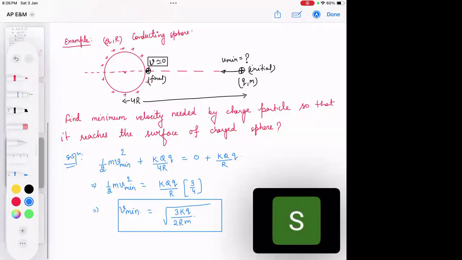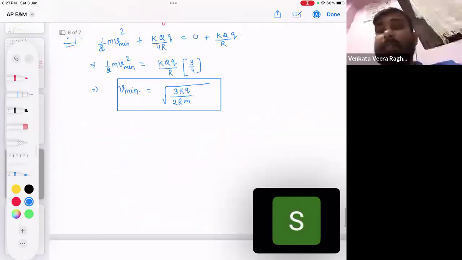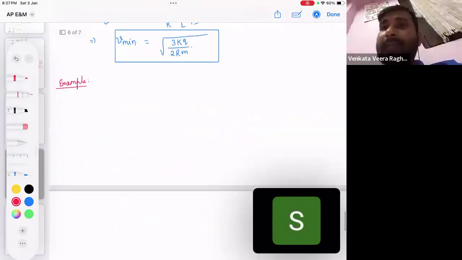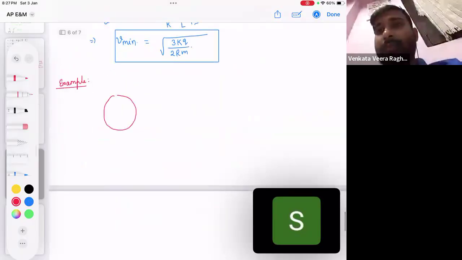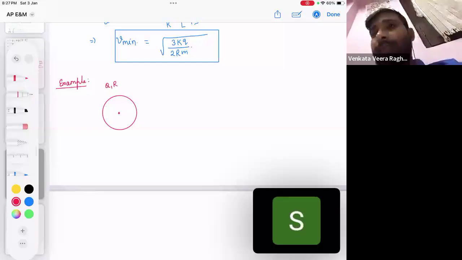Yes, sir. Now let's do one last example on the energy conservation, and this is going to be a really interesting one. Why? See, in this question, what I'm asking you, let's say I'm giving you two spheres. One sphere has what? Charge Q and radius r, and the other sphere has what?